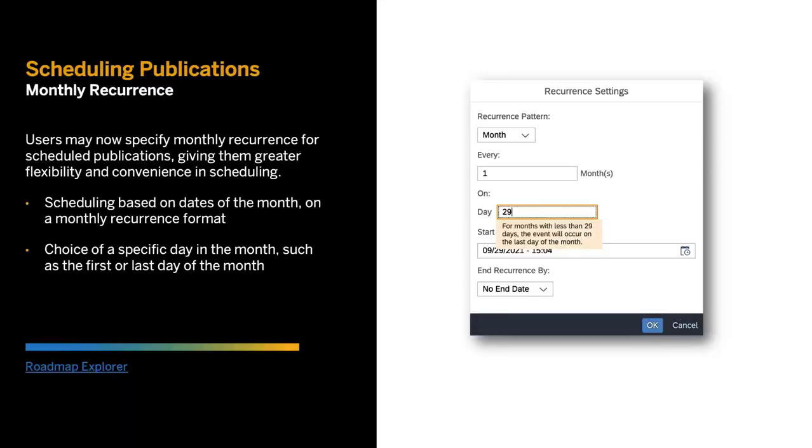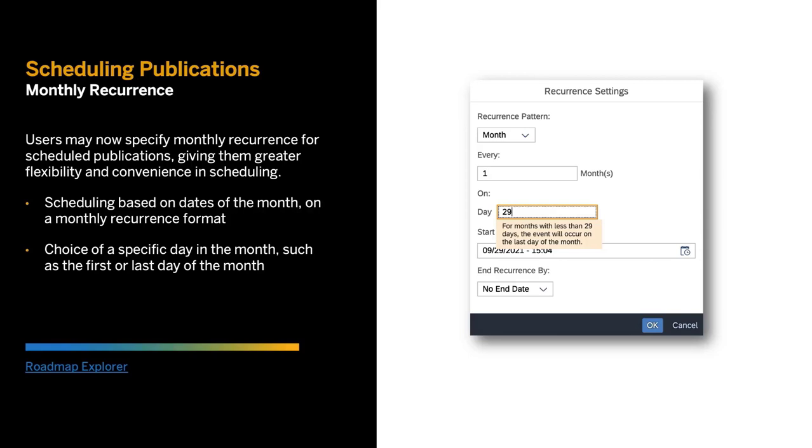The first enhancement I would like to share with you is one of the most asked by many customers in the scheduling publications, recurrence workflow. In addition to the already existing recurrence patterns like hourly, daily, and weekly, with 2021 Q4 QRC, we are introducing monthly recurrence for scheduling publications.